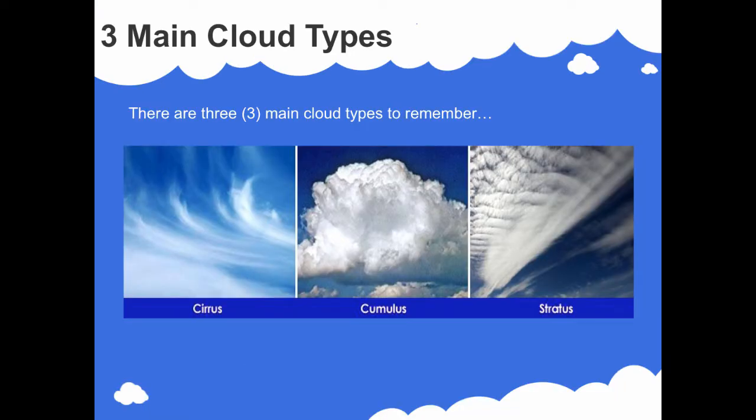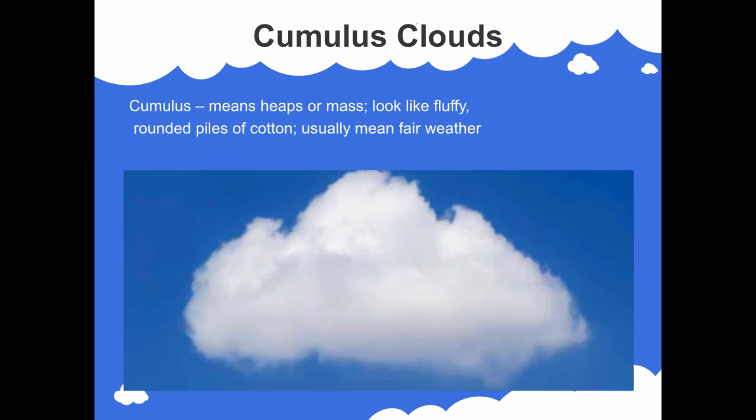So three main types of clouds that you should know based on their shape are cirrus, cumulus, and stratus. So you'll notice in your notes you're going to have a little chart. You're going to want to draw a picture of the cloud and write a little definition of how to identify that cloud. So the first cloud type is the Toy Story cloud, the cumulus cloud.